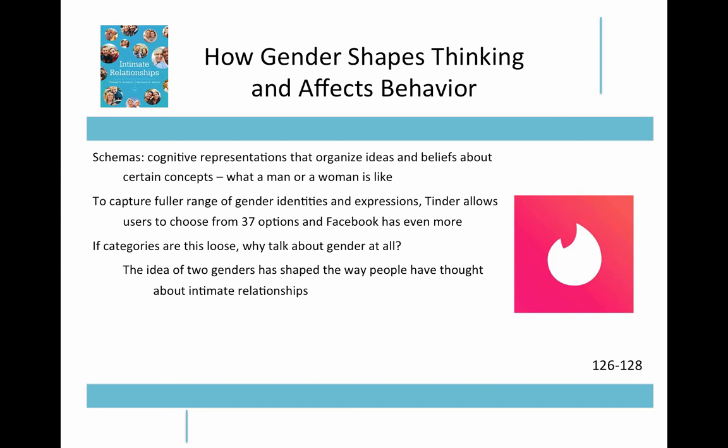So a question some people might ask is, if categories are this loose, why talk about gender at all? And the reason that the authors come up with is because the idea of two genders has shaped the way people have thought about intimate relationships. And it certainly is indicative of the rest of this book.